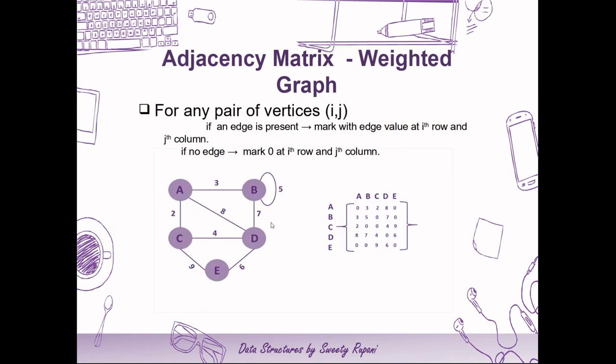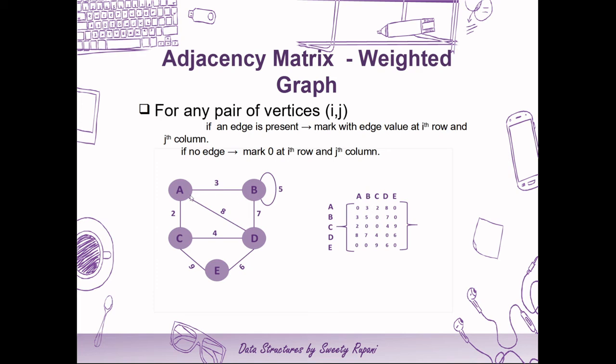This is an adjacency matrix for a weighted graph. When the graph is unweighted, we mark 1 and 0 to indicate whether an edge is present or not. If it is present, we mark it as 1. If not, we mark it as 0. But if in your graph edge weights are given, instead of marking zeros and ones, we will mark the edge weight. That is, from A to B, we see that 3 is the edge weight. So we mark A to B as 3.